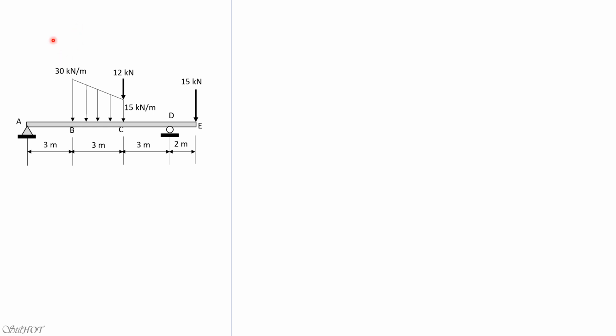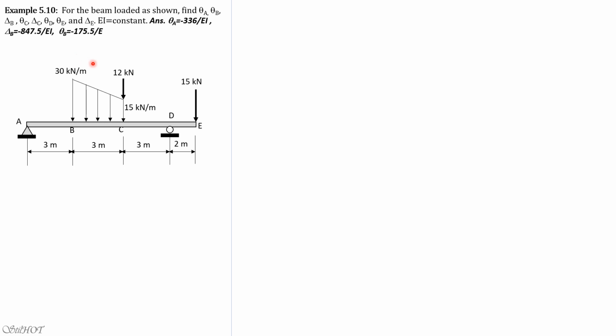Okay, let's have the solution to example 5.10. Okay, for the beam loaded as shown, find theta A, theta B, theta C, delta C, theta D, theta E, and delta E. EI is constant.